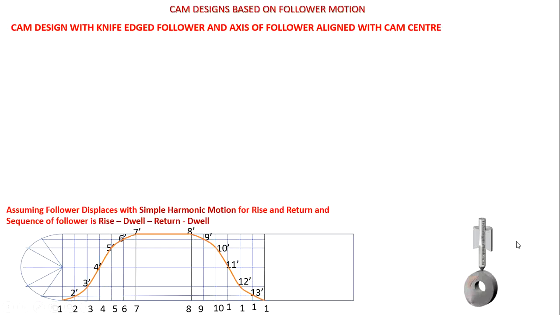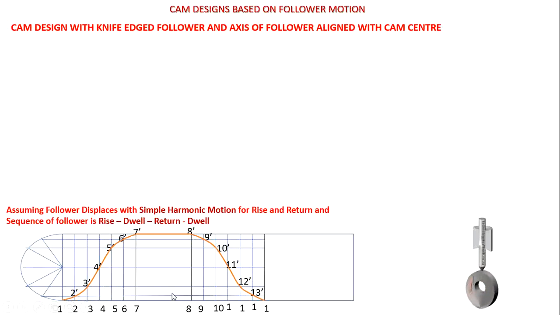If the cam is following a knife edge follower, so this one is a knife edge follower, and there is no offset, that means the axis of the cam and the axis of the follower align together, or the center of the cam and center of the follower align together, then how the cam profile should be constructed, or how the cam design should be, that we'll see. Now for everything in general we assume that this follows a displacement diagram with raise, dwell, return, dwell sequence and with simple harmonic motion. Okay, so now let us consider this as a displacement diagram.